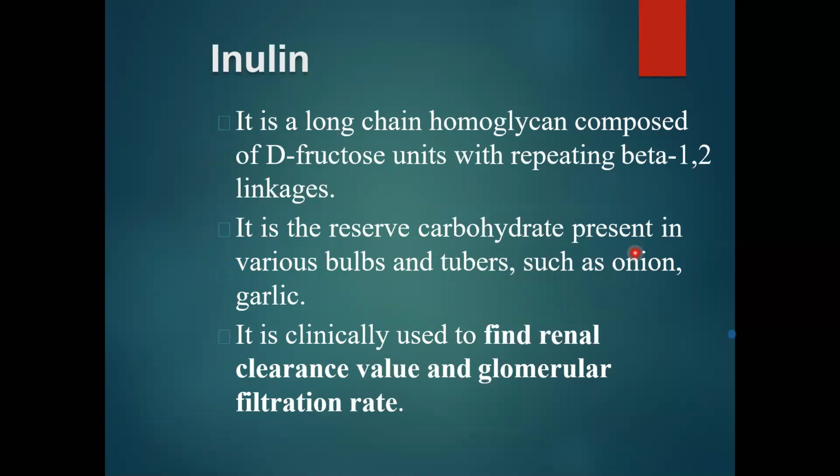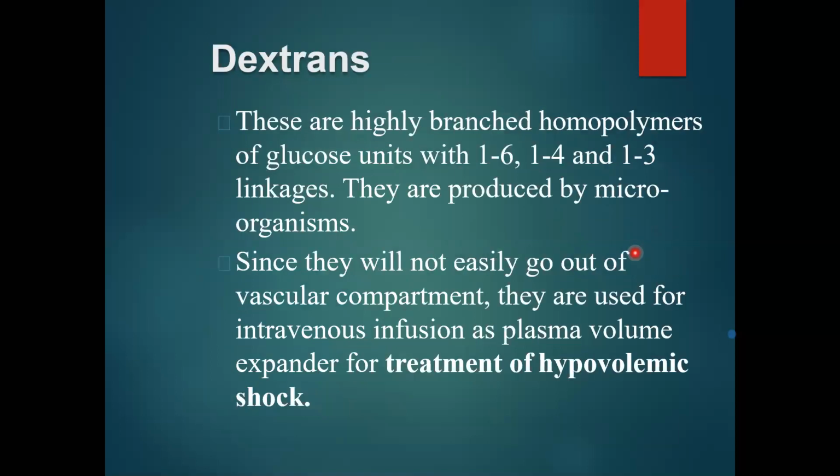Inulin is a long chain homoglycan composed of D-fructose units with repeating beta-1,2 linkages. It is a reserve carbohydrate present in various bulbs and tubers such as onion and garlic. It is clinically used for performing the renal function test because it goes unfiltered, or cannot be absorbed by the kidney. So it goes unabsorbed through the kidney and is therefore important for the detection of renal function.